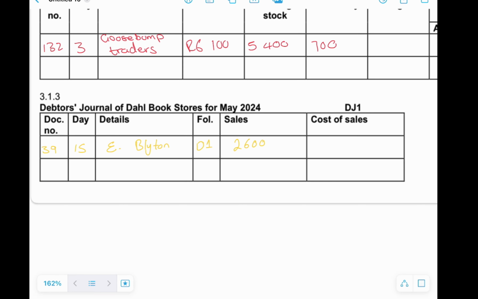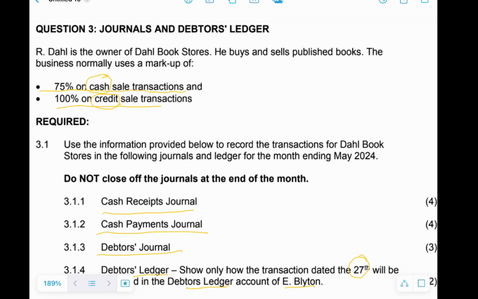Please remember that whenever you make a sale and the markup has been given to you, you have to calculate the cost of sale. So let us go back to the information about the markups so that we can calculate the cost of sale. The information you highlighted at the beginning of the activity said that whenever they sell on cash, their markup is 75%. When they sell on credit, their markup is 100%. So we are going to take the markup of 100, because they sold on credit to Blyton.